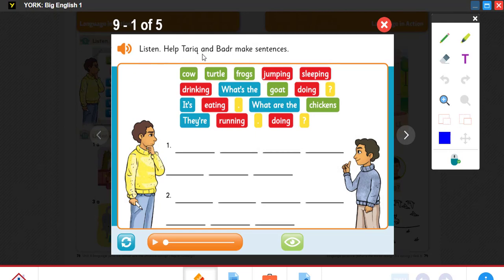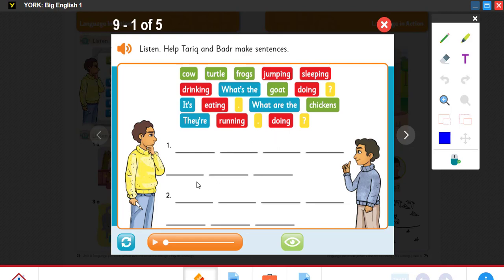Listen, help Tariq and Badr make sentences. Cow, turtle, frogs, jumping, sleeping, drinking. What's the goat doing? It's eating. What are the chickens doing? They're running.